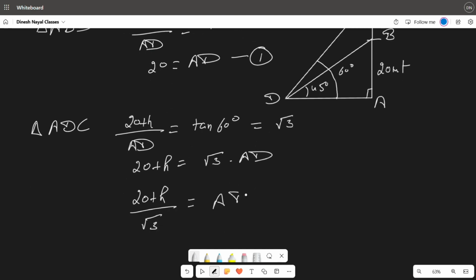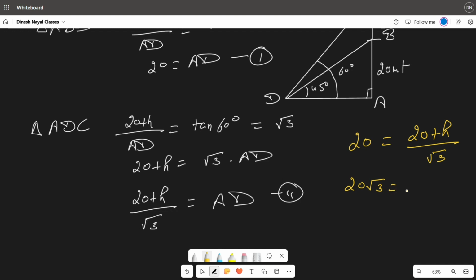This is AD, equation 2. Now we see that in equation 1 and 2, AD is the same. So this 20, we can write 20 equals 20 plus h by root 3. Now again cross multiplication, root 3 goes over here. So this will be 20 root 3 equals 20 plus h. Taking 20 to that side, that will become negative. 20 root 3 minus 20 equals h.